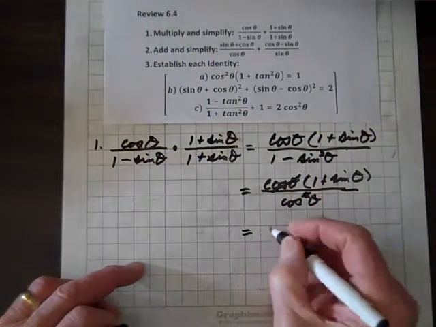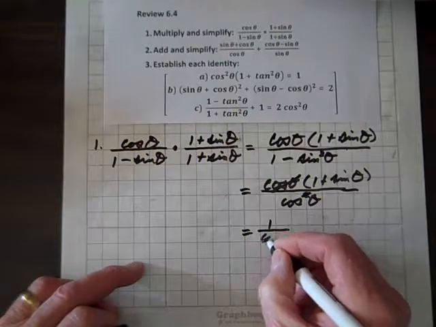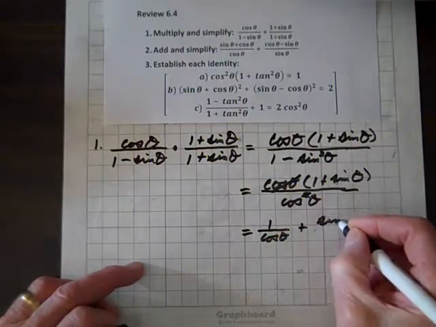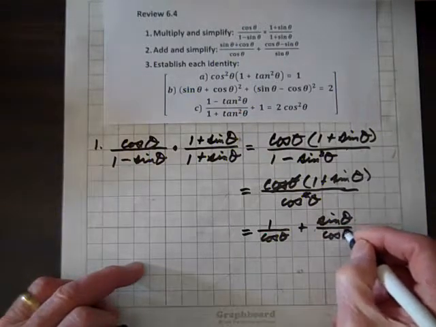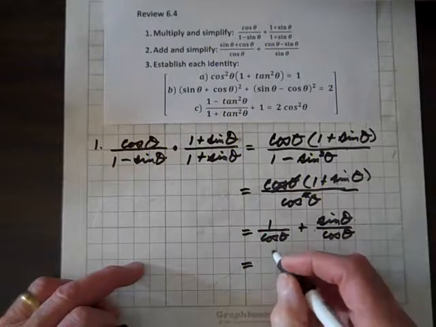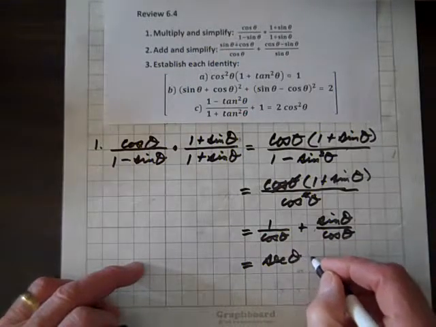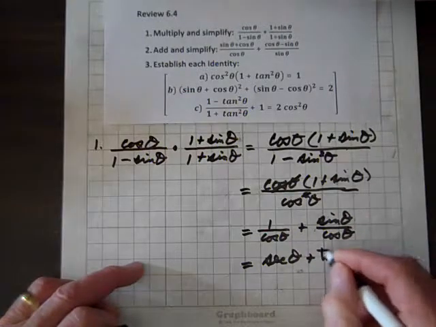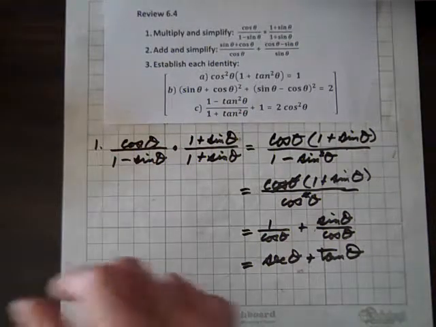And now we just have 1 over cosine of theta plus sine theta over cosine of theta. And that simplifies to secant theta. And this quotient simplifies to tan theta. And we're done with that one.